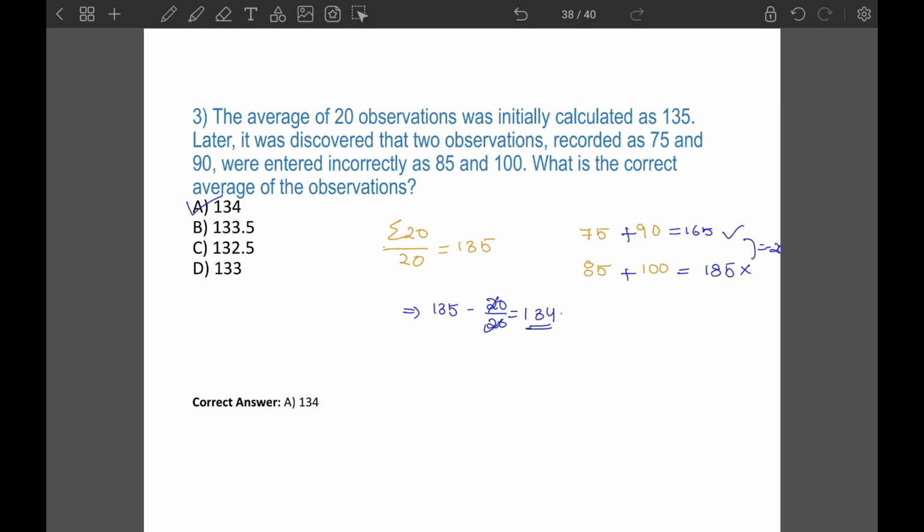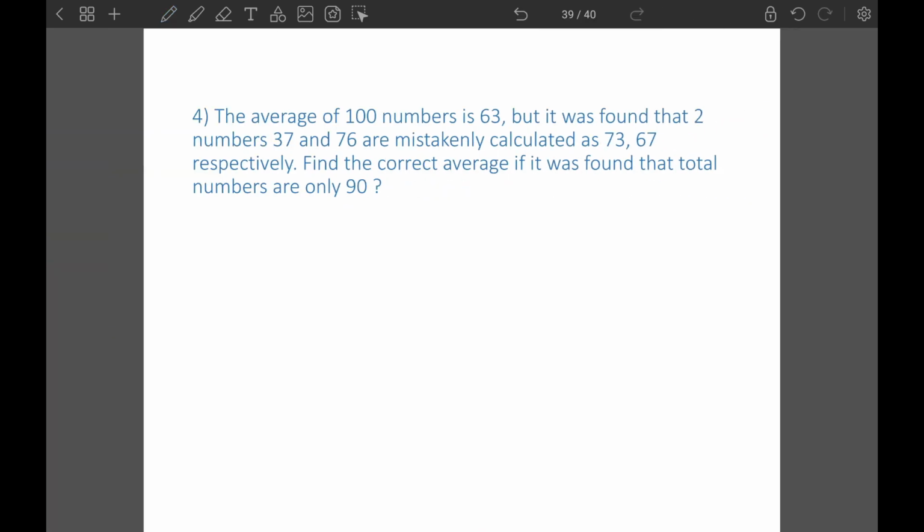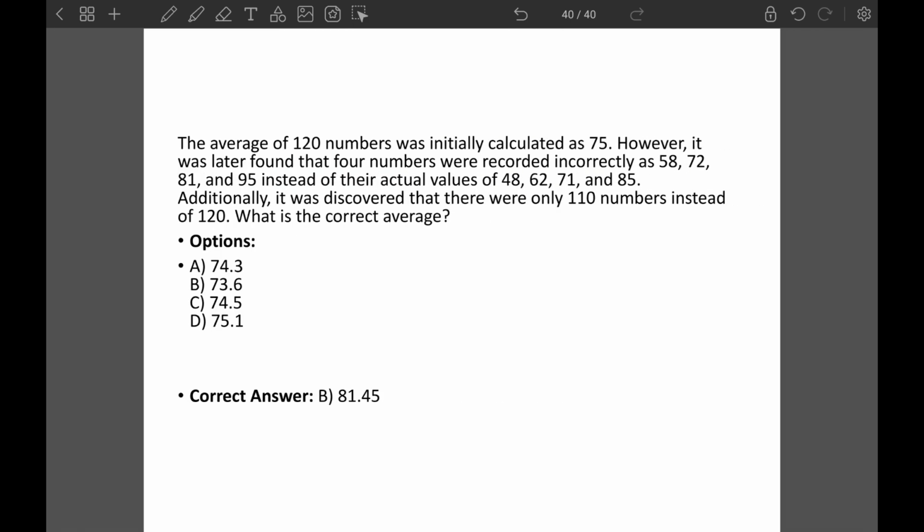Let us see if there is another question. I think this is the same question as the previous one. Try to solve it and let me know the answer in the comments. This is also the same question, but here we have 3 numbers instead of 2 numbers. You can try to solve this, or in the next video I will solve this question again.